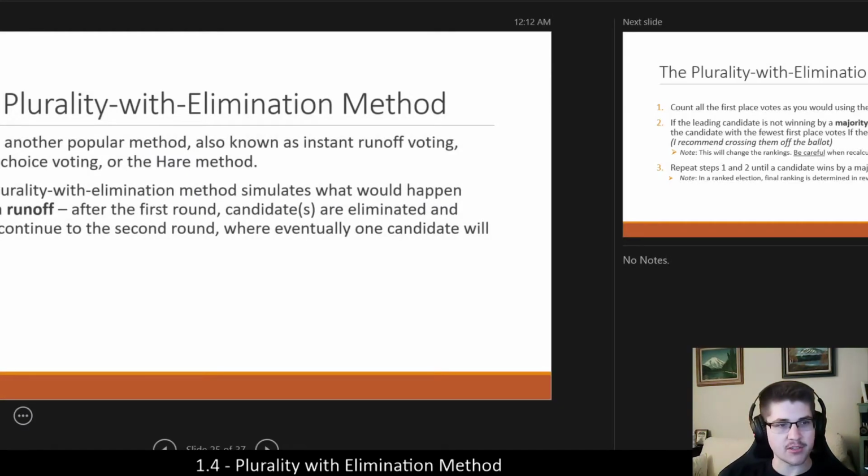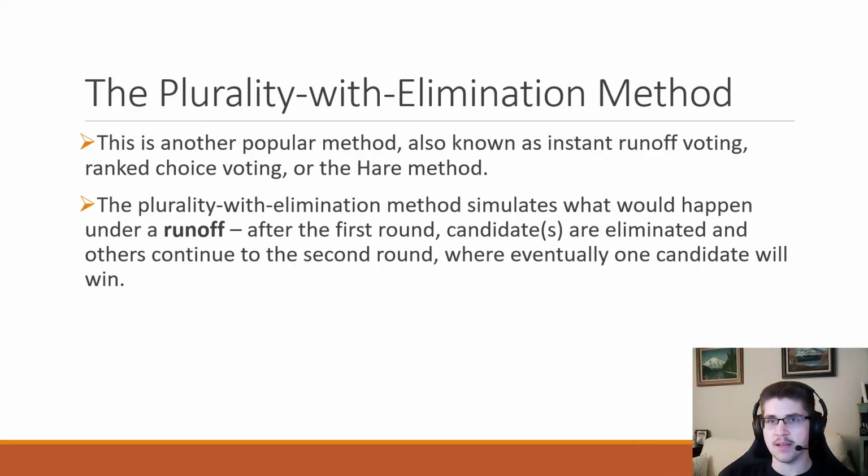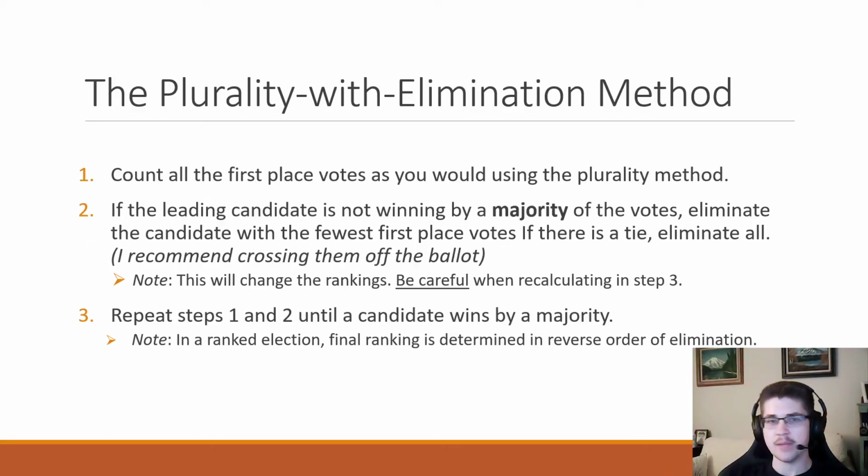Let me go into slideshow mode because I didn't for some reason, and I meant to. Let's examine the steps for how to run the plurality with elimination method, and we'll do a couple examples as always. First step says to count all the first place votes as you would using normal plurality. So first place votes are what count in the elimination method. Step two says if the leading candidate is not winning by a majority of the vote, eliminate the candidate with the fewest first place votes. And if there is a tie for the fewest first place votes, eliminate all of them.